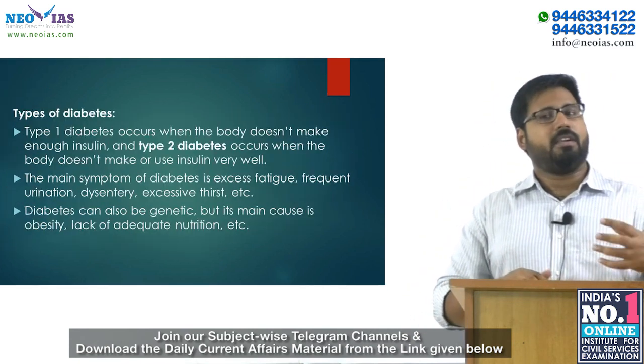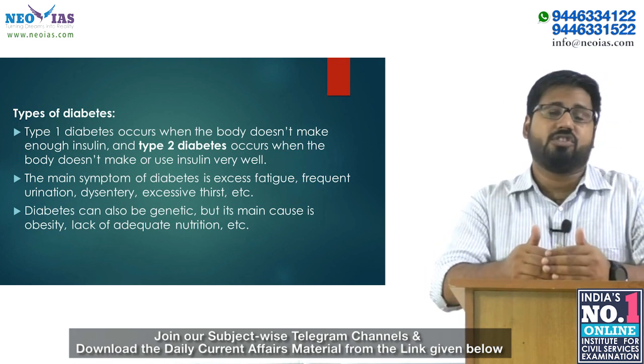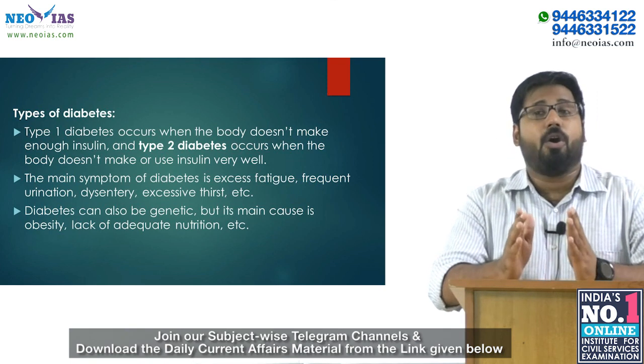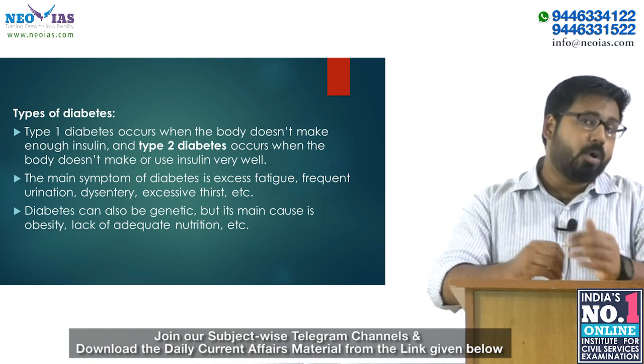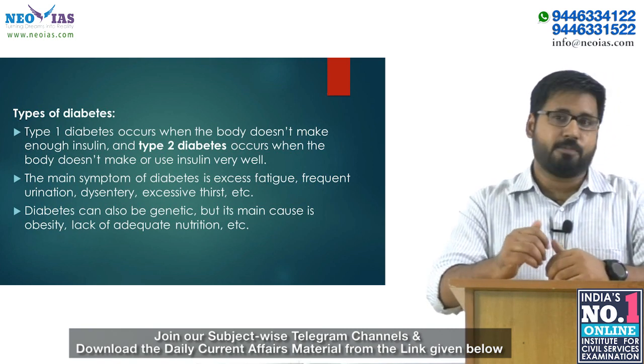Okay, now there is something called type 1 diabetes. Type 1 diabetes occurs when the body does not make enough insulin, and type 2 diabetes occurs when the body does not make use of the insulin very well. Both of them cause glucose to remain in the blood, which can lead to serious problems.